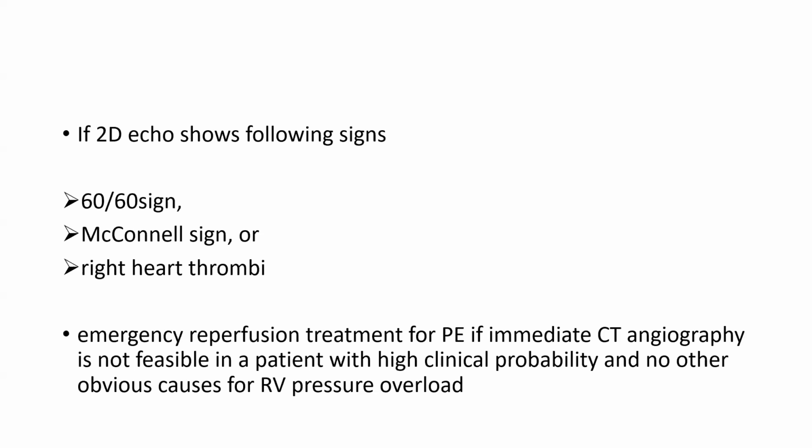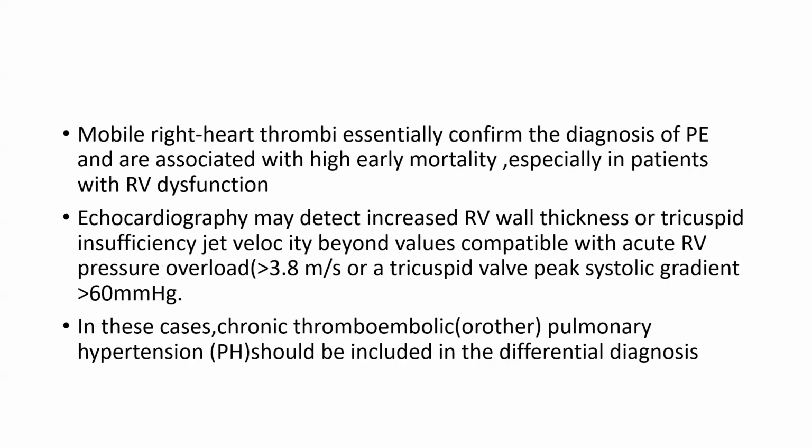So the 2D echo shows the following signs: the 60-60 sign, McConnell sign, and the right heart thrombus. If we find these signs, then just on the basis of these signs, we can take the decision of thrombolysis if immediate CT angiography is not possible, or our patient is highly unstable and it is not feasible to shift the patient to CT. And if you see this mobile right heart thrombi, that means the chances of mortality are very high, especially in patients with RV dysfunction.